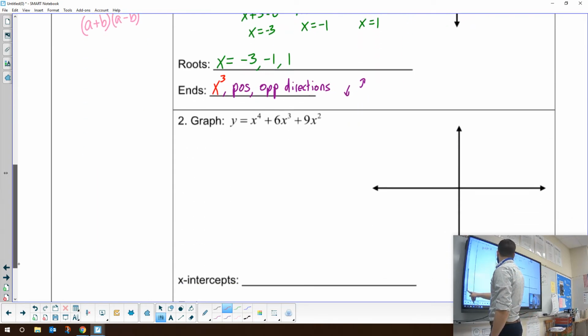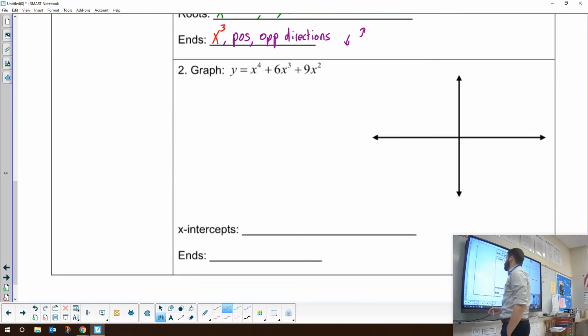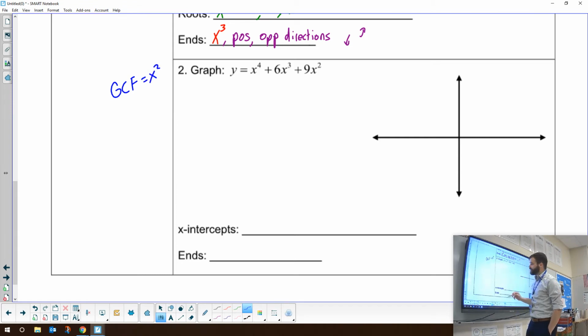So number 2, I need to factor as well. First step in this factoring is deciding how to factor it, and if there is a GCF. So we're going to look here and say, okay, is there a GCF? On this one, yes, there is a GCF, and my GCF is going to be x squared. So we're going to divide the first one by x squared, this one by x squared, and this one by x squared. So we'll have x squared in front times x squared plus 6x plus 9.